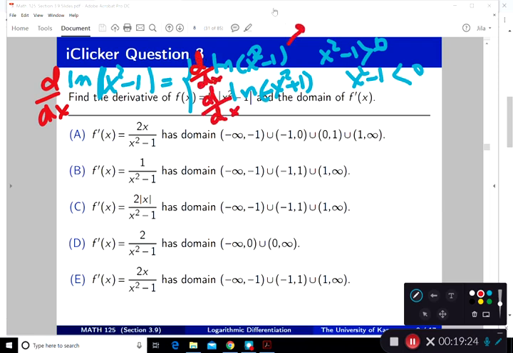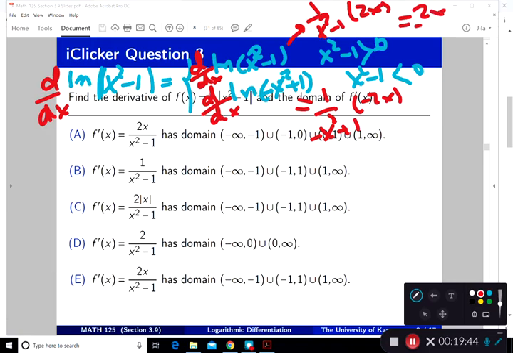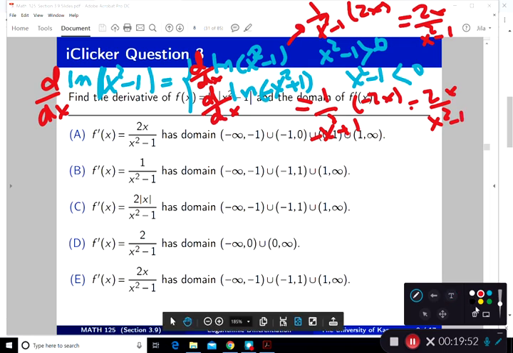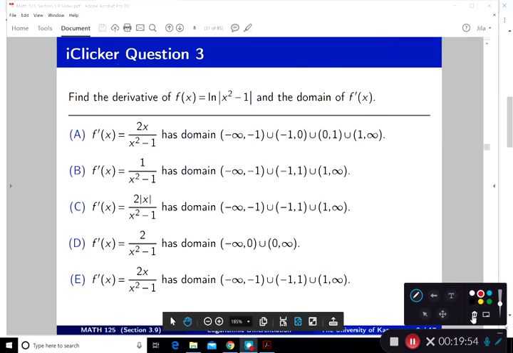This one gives me 1 over x squared minus 1 times 2x. That one gives me 1 over negative x squared plus 1 times negative 2x. And the negative signs simplify together. Both of them become 2x over x squared minus 1. So the derivative I figured out: 2x over x squared minus 1. At least 3 of the options are that.